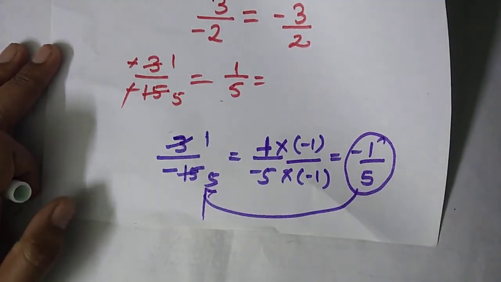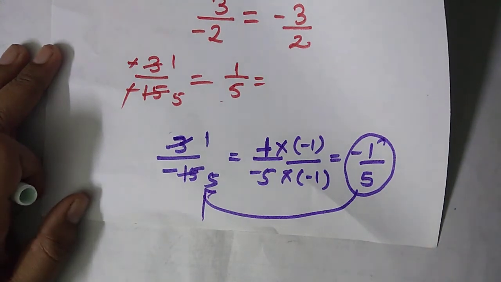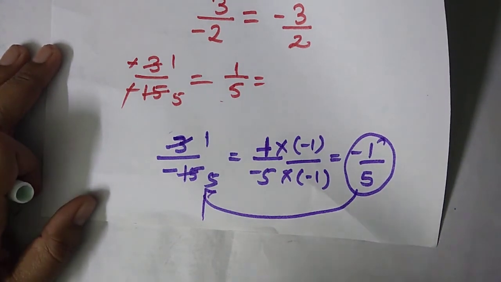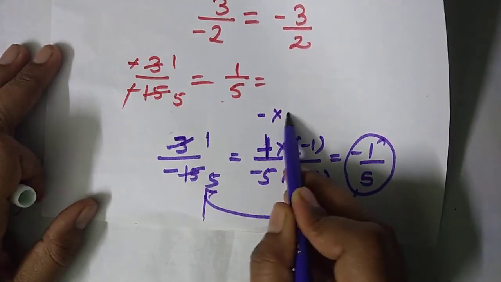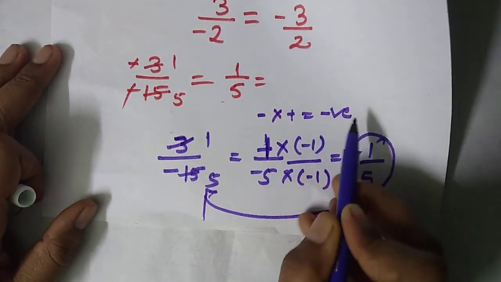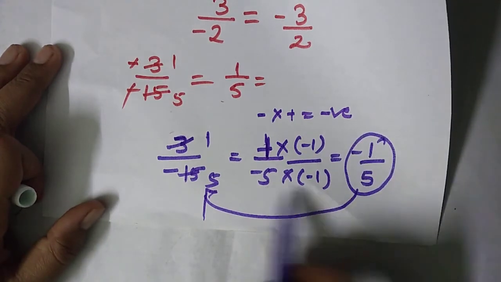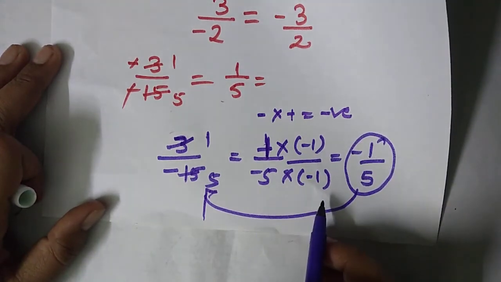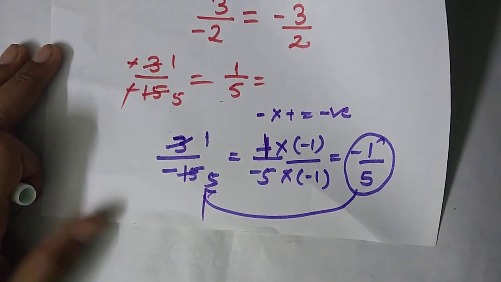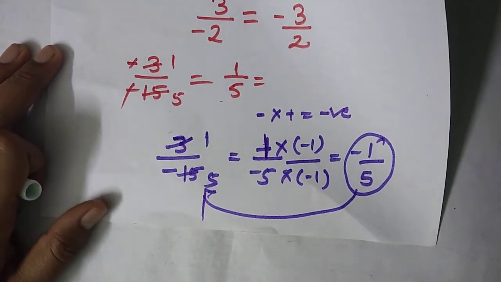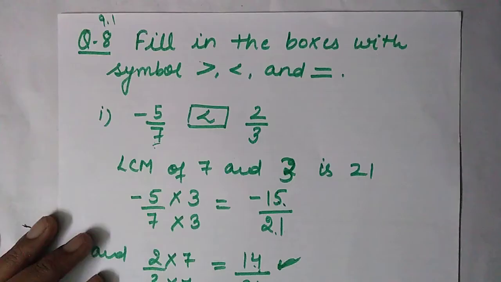The number must be in simplest form and the denominator must be positive. Whenever you multiply one negative and one positive number, the result is always a negative number. And whenever you multiply two negative numbers, you will get a positive number. So this is the standard form of a rational number.